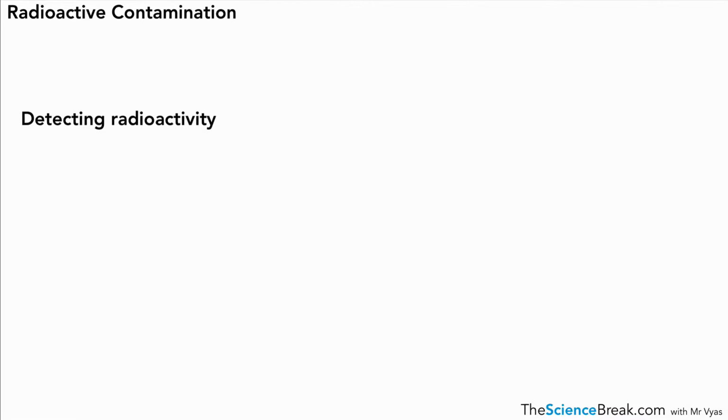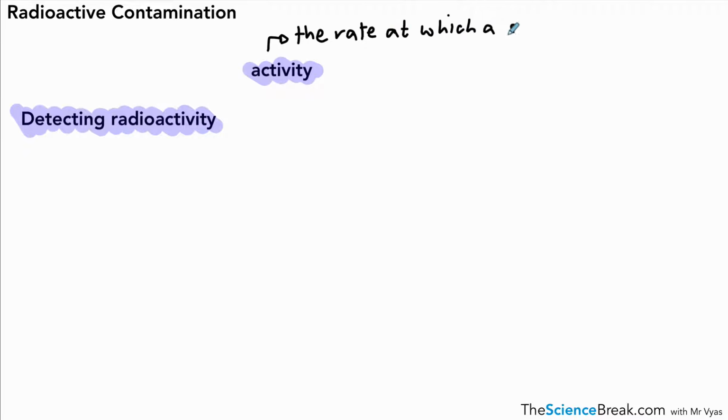Hello, today we're going to look at radioactive contamination, but first we're going to look at ways in which we can detect radioactivity. The first is by measuring something called the activity, and the activity is the rate at which a source of unstable nuclei decays.